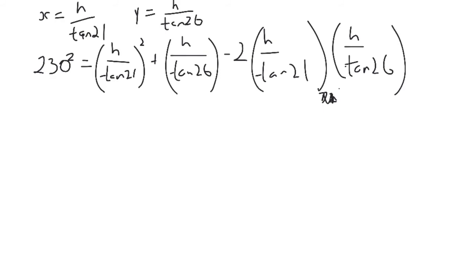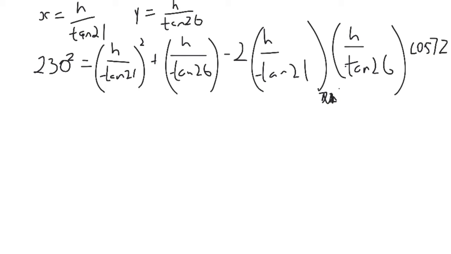Cosine of 72. Now, there's a lot going on here. However, what we've now got is a situation where we know that the only variable involved in the equation here is h. So we can solve for it. We've just got to do a little bit of legwork to get there first. And remember, tan 21 and tan 26 and cosine 72 are just numbers. Okay, they are just numbers, so we can deal with this.